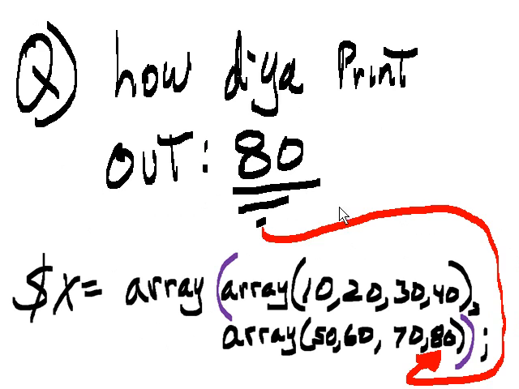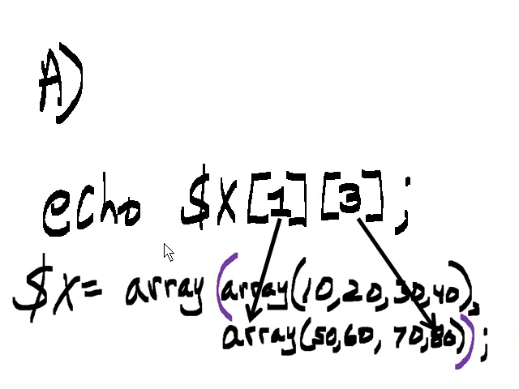How do you print out 80? This guy here. Echo $x squares 1, that's this array, and then second parameter 3 in squares, that's 0, 1, 2, 3, and a semi.